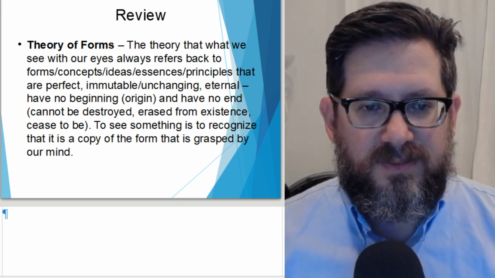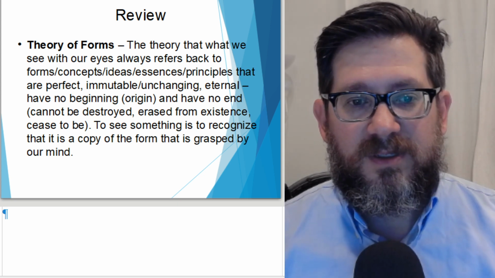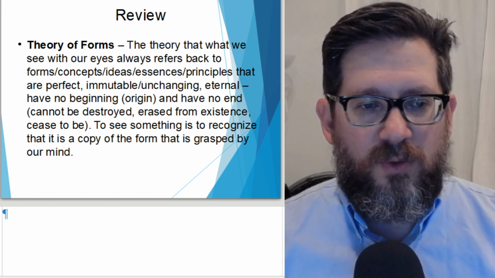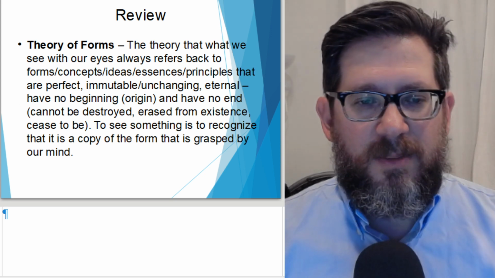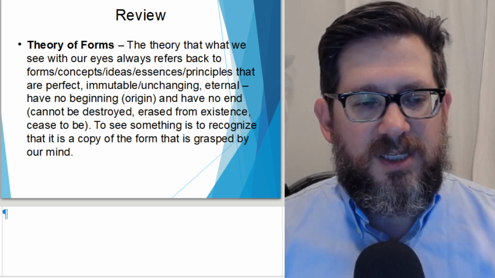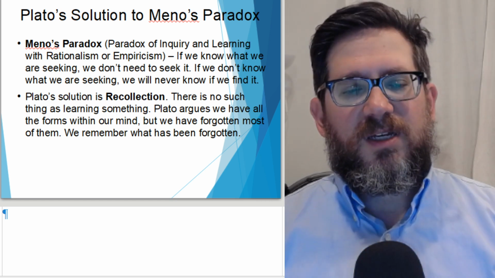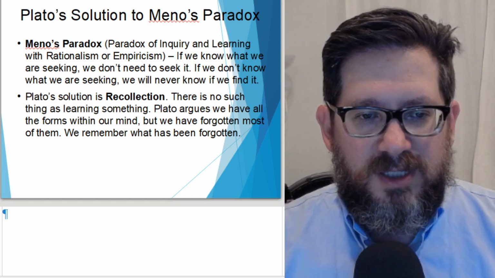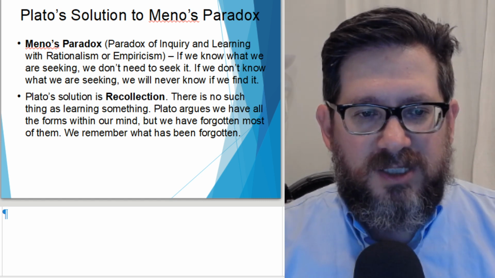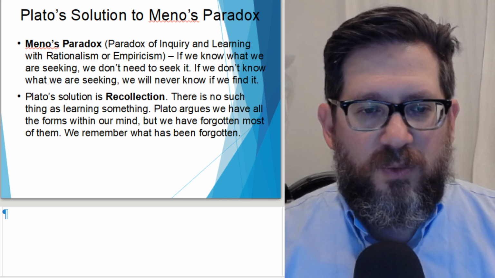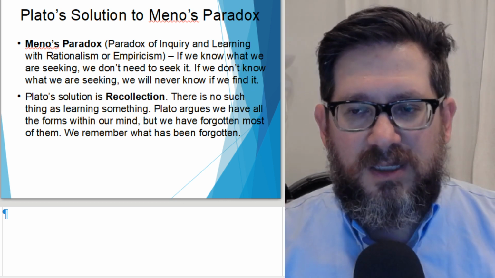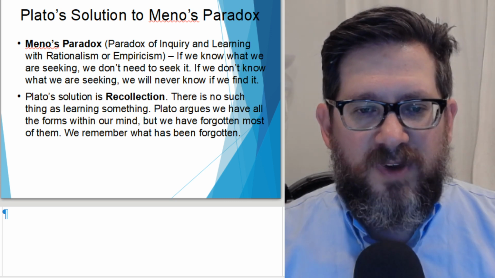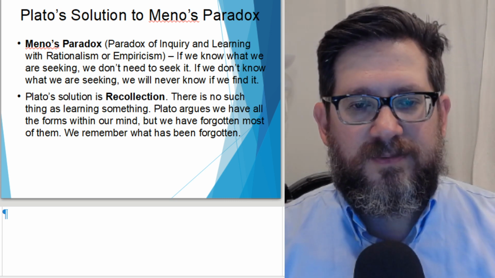mind. All right, so hopefully we're really getting a better sense of Platonism through this theory of forms and understanding the metaphysics, the epistemology. Let's move on. Let's talk about a paradox. This is called Meno's Paradox. And it seems to be a paradox that's going to affect both rationalism and empiricism. So it's a paradox of inquiry and learning.